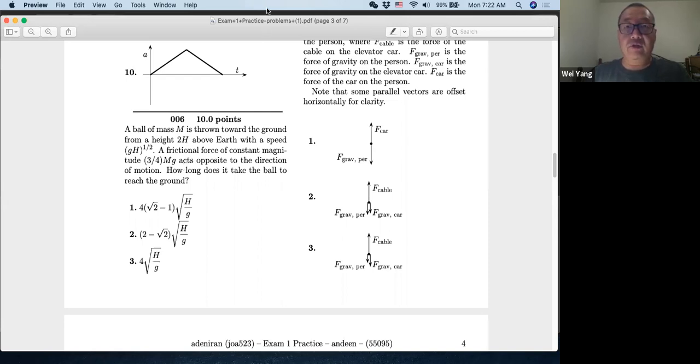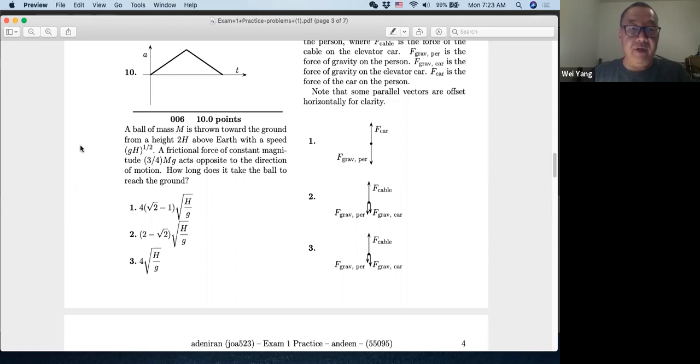Okay, so first you need to draw a diagram. This one is very, very important. I emphasize this to my students a lot of times. If you cannot draw a diagram right, definitely you cannot solve this problem. If you can draw a diagram right, then you've almost solved half of this problem. It makes the problem much easier.